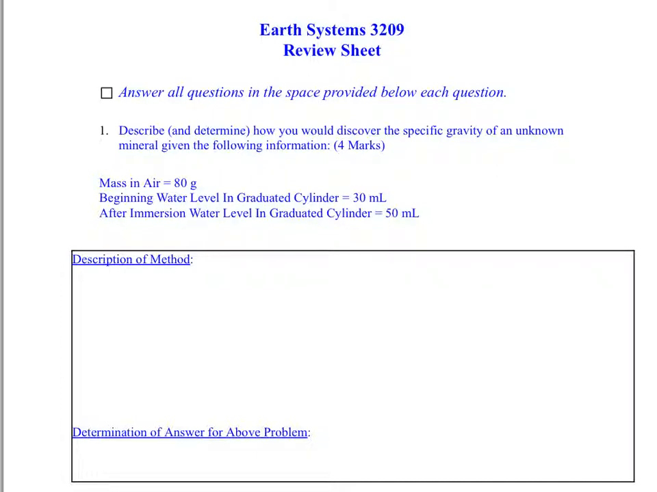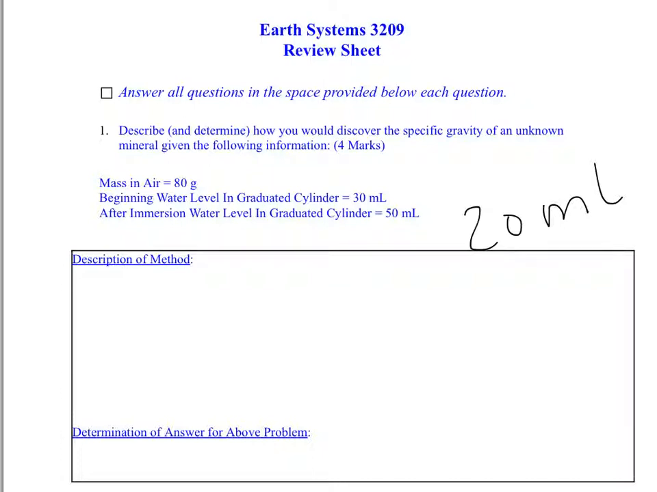So the mass of the mineral is 80 grams, and it says that the water was 30 milliliters in the graduated cylinder, and then the mineral got put in, and it went to 50. So we know the difference between 50 and 30 is 20. So we have 20 milliliters of displaced water.